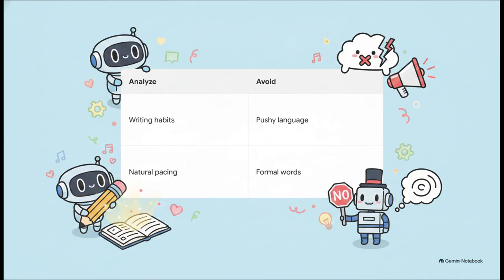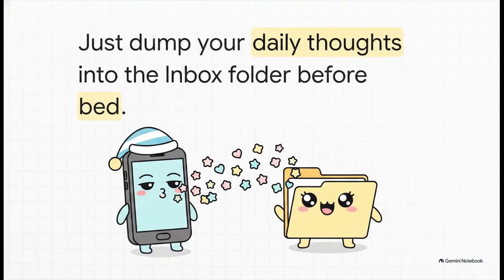The real secret sauce is what we call negative prompting. This means explicitly telling the AI what not to do. Sure, you want it to analyze your pacing and catchphrases, but you also need to set strict boundaries, like do not use pushy language or do not use overly formal words. Telling it what to avoid is absolutely key to stripping away that robotic AI feel and capturing your true, authentic voice. Once the tone baseline is set, days 2 through 6 are all about the effortless diary method.